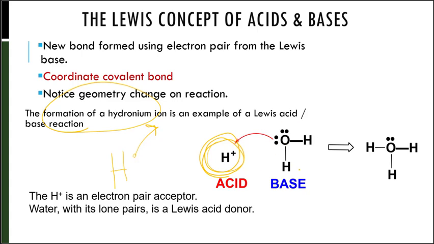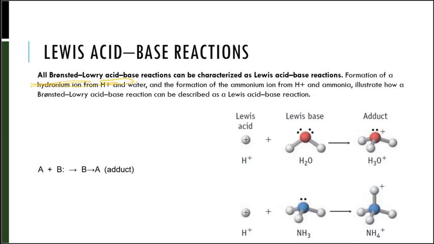Let's look at water. H2O has two lone pairs of electrons. So one of these lone pairs of electrons is donated to that hydrogen. Therefore, the H+ is the electron pair acceptor, giving it the name acid, the Lewis acid. And the water is donating the electrons, so it is the Lewis base. And then I have H3O+. All Bronsted-Lowry acid-base reactions can be characterized as Lewis acid-base reactions.